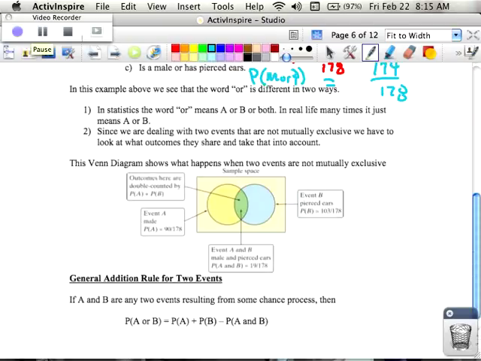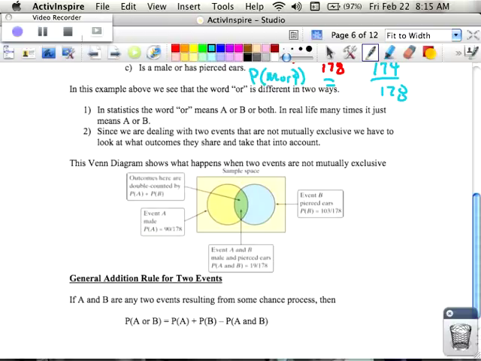Okay, so in this example, we see that the "or" can be interpreted two different ways. One, it means either A or B, or both, but in real life, sometimes it just means the A or the B. So in number two, since we're dealing with two events that are not mutually exclusive, for example, you can have overlap between the two, we look for what outcomes they share and also take that into account.